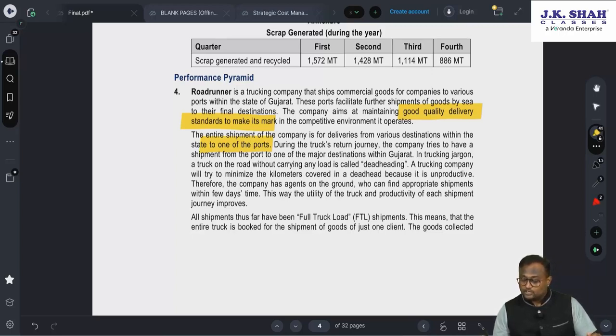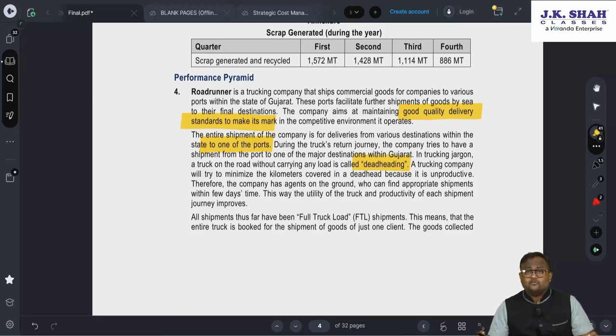In trucking jargon, the truck on the road without carrying any load is called deadheading because you are not generating any revenue. A trucking company will try to minimize kilometers covered in a deadhead because it is unproductive, as we said. Therefore, the company has agents on the ground who can find appropriate shipments within a few days' time. This way, the utility of the truck and productivity of each shipment journey improves.